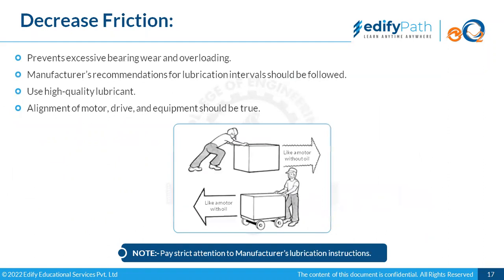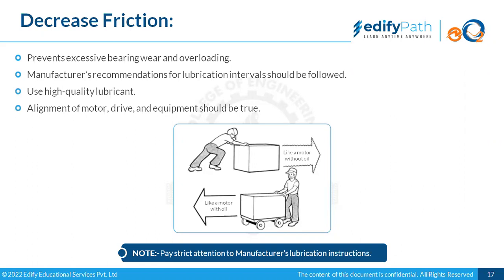Lubrication decreases friction and prevents excessive bearing wear and overloading. The manufacturer's recommendation for lubricant intervals should be followed. Use high quality lubricant. Alignment of the motor drive and equipment should be true. So from time to time, whenever it has been instructed by the manufacturer, we should be lubricating the bearings properly, and we should be overhauling the motor.